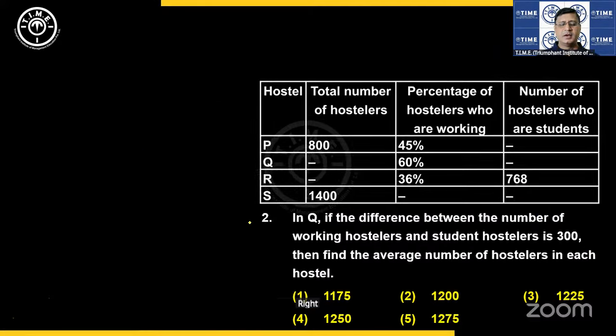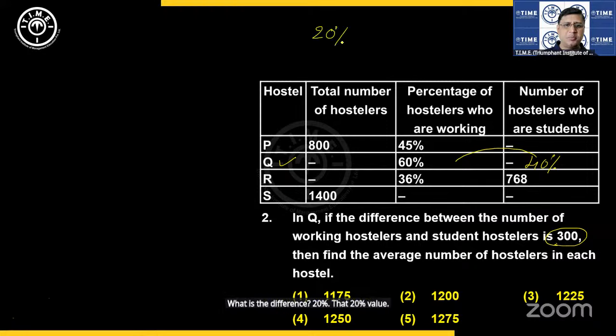Question number 2 on your screen. In Q, if the difference between the number of working hostelers and the students' hostelers is 300, then find the average number of hostelers in each hostel. In Q, 60% are working hostelers, which means students are 40%. 40 and 60, what is the difference? 20%. That 20% is equal to how much? 300.